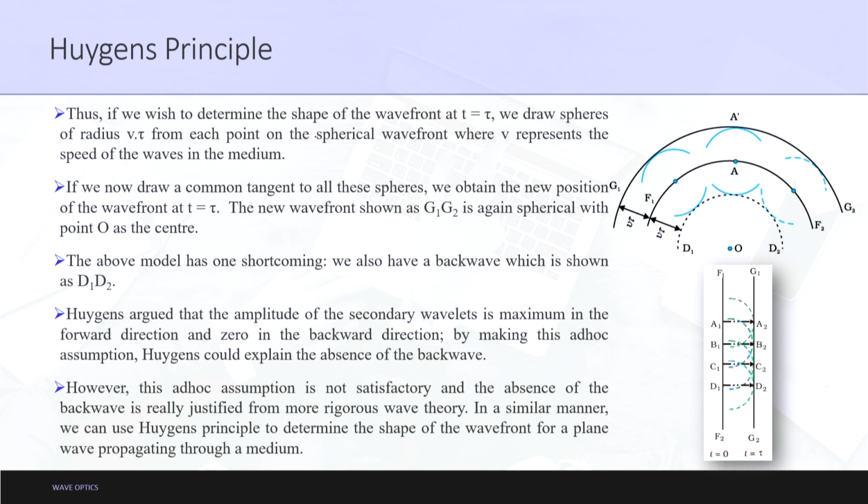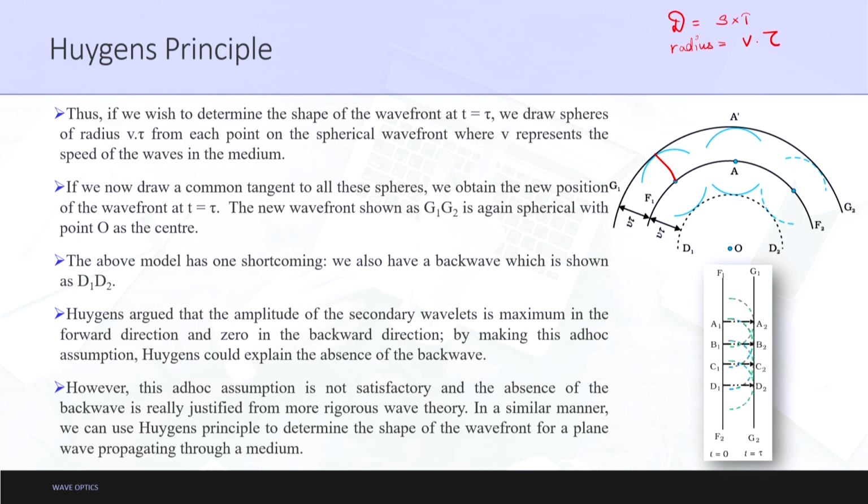Thus, if we wish to determine the shape of the wavefront at t is equal to tau, we draw spheres of radius v into tau. Quite evident, as we know that distance is equal to speed into time. If the distance being talked about is this radius, then this radius is equal to speed, which is the velocity v, and time is here tau. So, therefore, this radius is v into tau, from each point on the spherical wavefront, where v represents the speed of the waves in the medium.